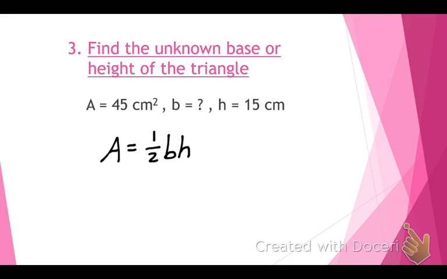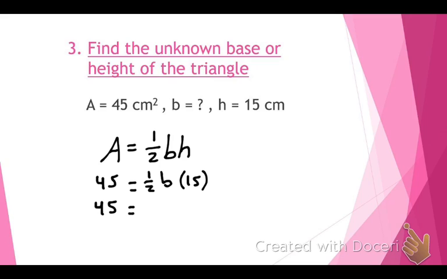Okay, put the equal sign in first. Do I know my area? 45. 45, all right, so we're kind of working backwards on this one. Half times, what's my base? We don't know it, so we'll keep it as a B. What's my height? 15. Put your equal sign. Can I do any work to the left of the equal sign? To the left of the equal sign? Nope, so I'm just going to put my 45.